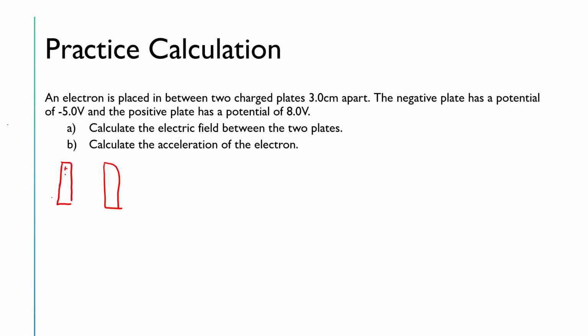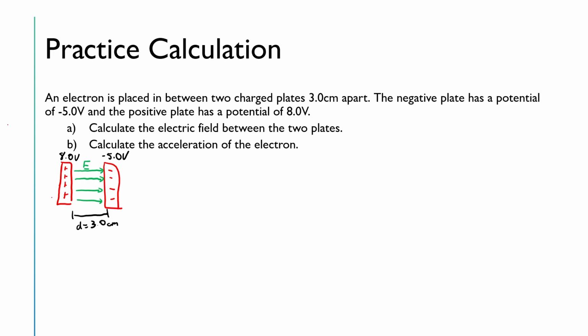Our first plate on the left will be positive, and our plate on the right will be negative. If that's the case, then our electric field lines are going to be going from positive to negative, left to right. And I'll label that as E for our electric field. From here, what I want to do is then identify any other information that could be found in the question. First off, we know that the positive plate is exactly 8 volts and the negative plate is exactly -5 volts. And that the distance between the two plates is 3 centimeters.